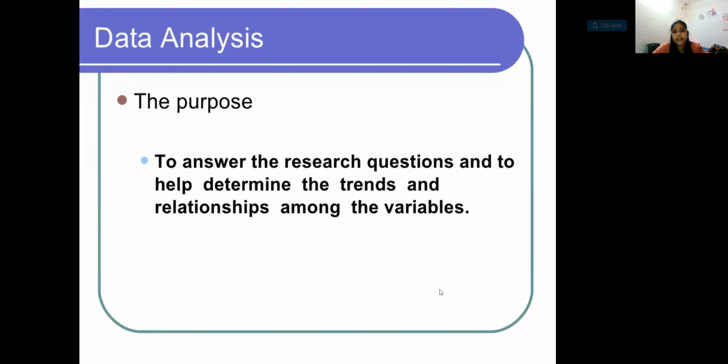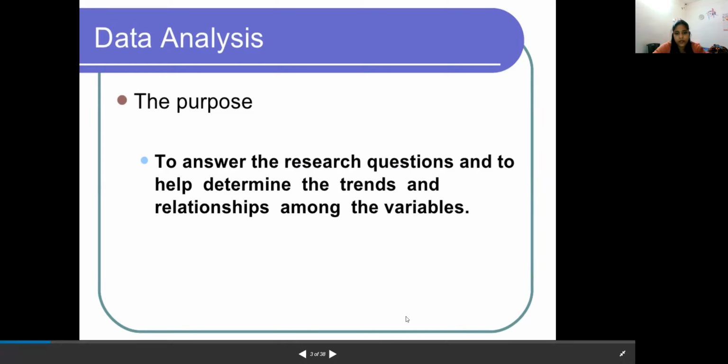Why are we doing data analysis? We have to answer the question. The research question, the problem we created, we have to give the answer and find it out, and we have to find out the relationship between the variables, and we have to determine the trends.